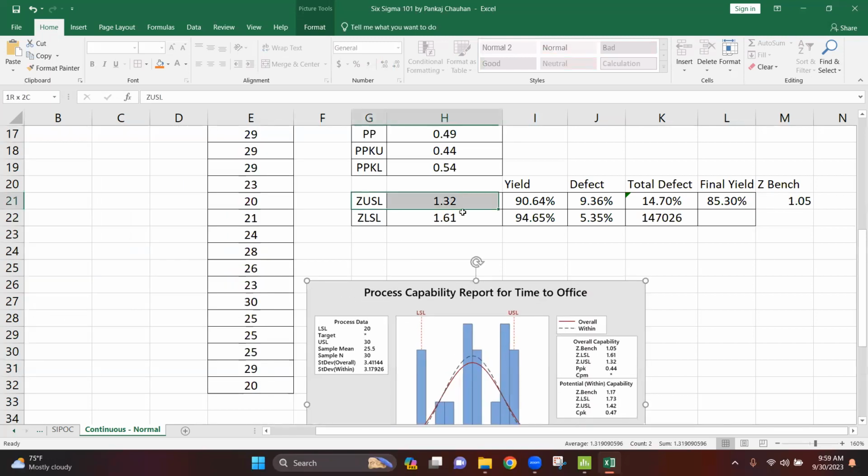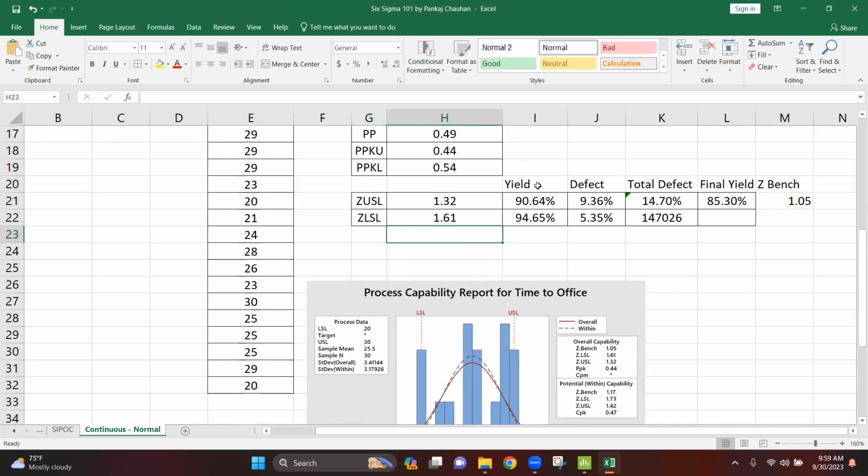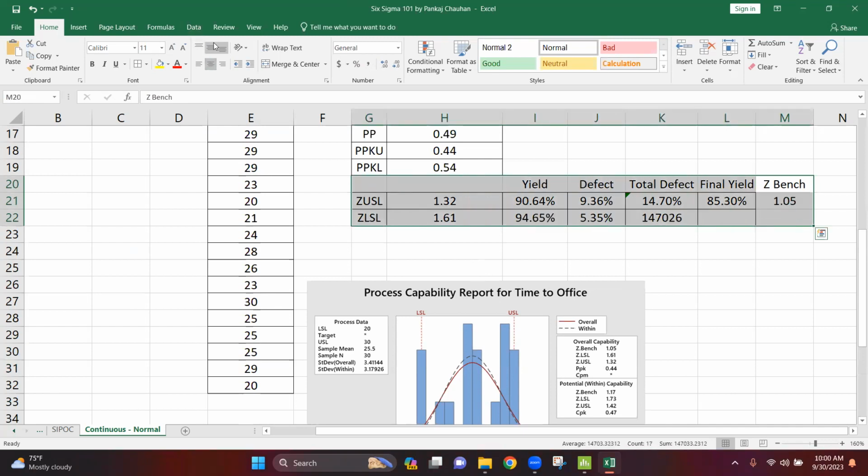Capability we convert into the sigma level. Sigma can be converted into the yield. 100% minus yield is your defect. For the defect, you take the sum, which will be the total defect. 100% minus total defect is your final yield, and the final yield can be converted into the Z bench value. That's how we calculate. Thank you so much.